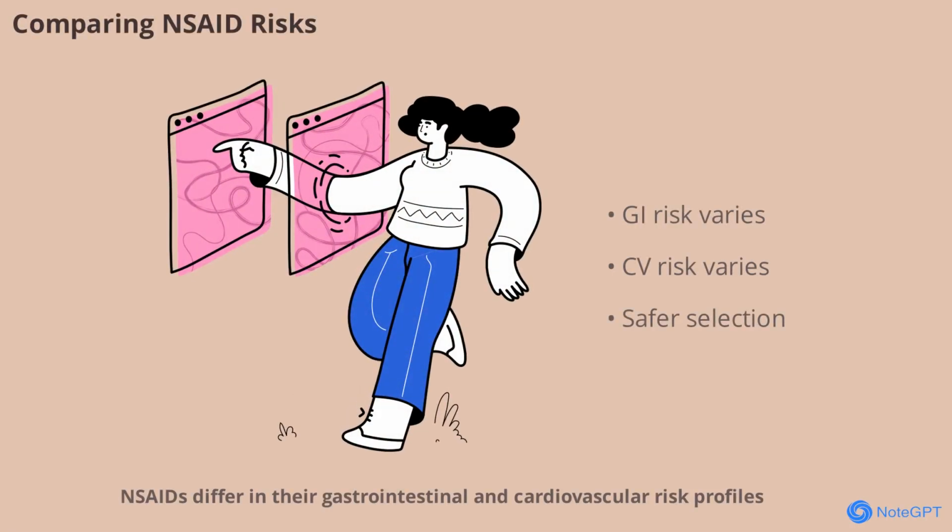NSAIDs differ in their gastrointestinal and cardiovascular risk profiles. Piroxicam, etoricoxib, and ketorolac have high GI risk, while celecoxib and ibuprofen have very low GI risk. Cardiovascular risk is highest with etoricoxib and ketorolac, and lowest with naproxen and celecoxib. Understanding these differences helps guide safer NSAID selection for individual patients.